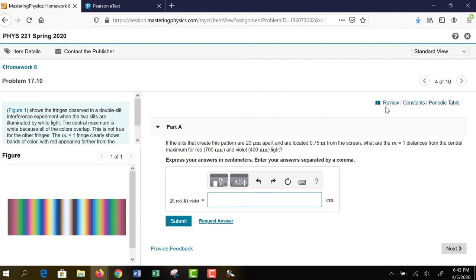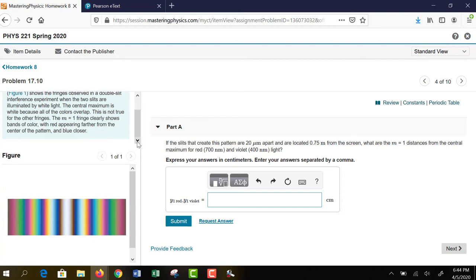So if you have blue light compared to red light, the light with the biggest wavelength is going to appear farther away from the central maximum. So that's the idea. Let's see what else we have here. The central maximum is white because the colors overlap. This is not true for the other fringes. So m is equal to 1 clearly shows bands of color with red appearing farther from the center of the pattern. Okay? Great.